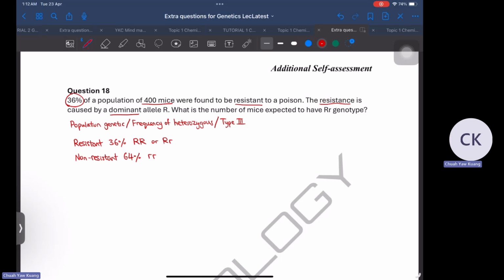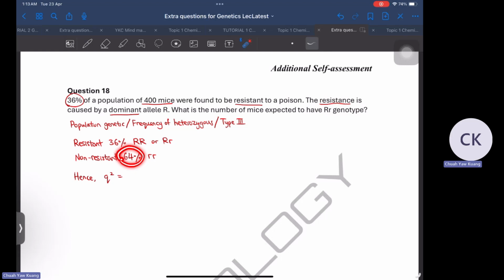Once we have the homozygous recessive, we can find P and Q. Why do we need P and Q? Because to find the heterozygous, you need to take 2 times P times Q. That's the 2PQ. Homozygous recessive is the Q square, because Q square is the frequency of the homozygous recessive individuals. So we can state Q square equals 64%.